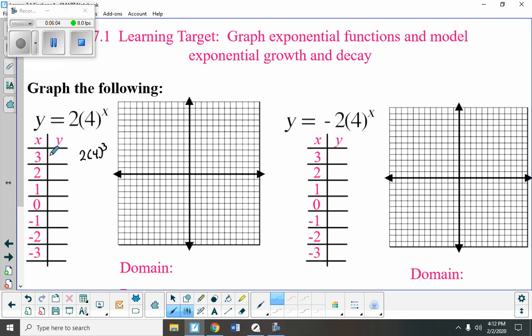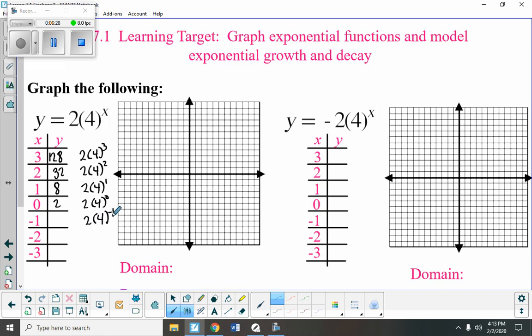And we get 128. 4 to the third is 64, times 2 is 128. So 2 times 4 squared, 16 times 2 is 32. 2 times 4 to the 1 is 8. 2 times 4 to the 0, so this is 1 times 2, you get 2. 2 times 4 to the -1.